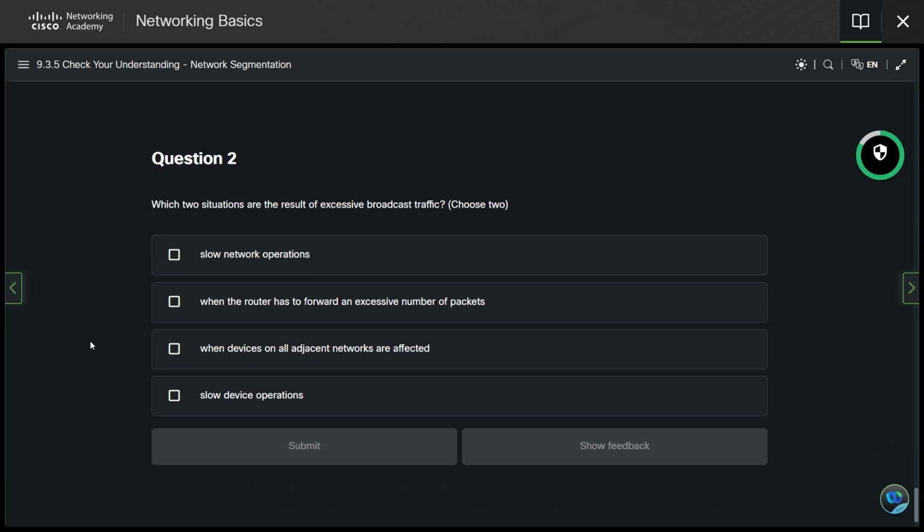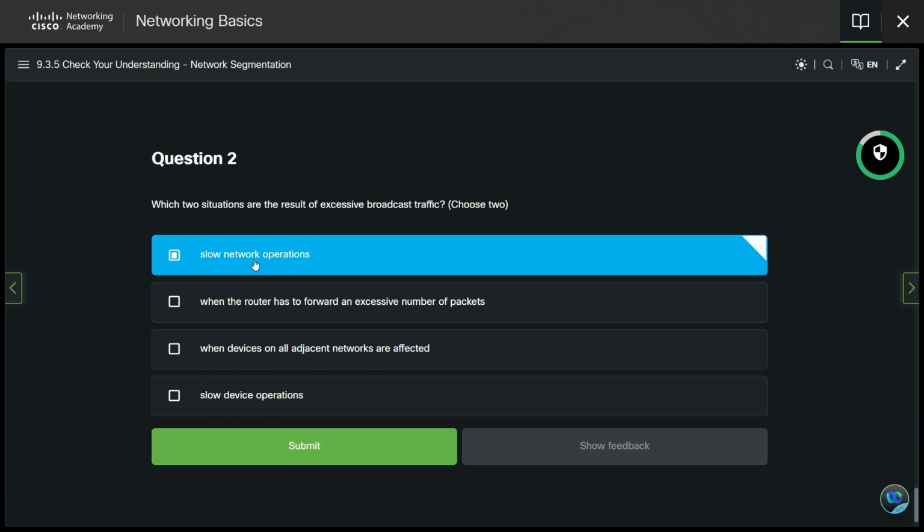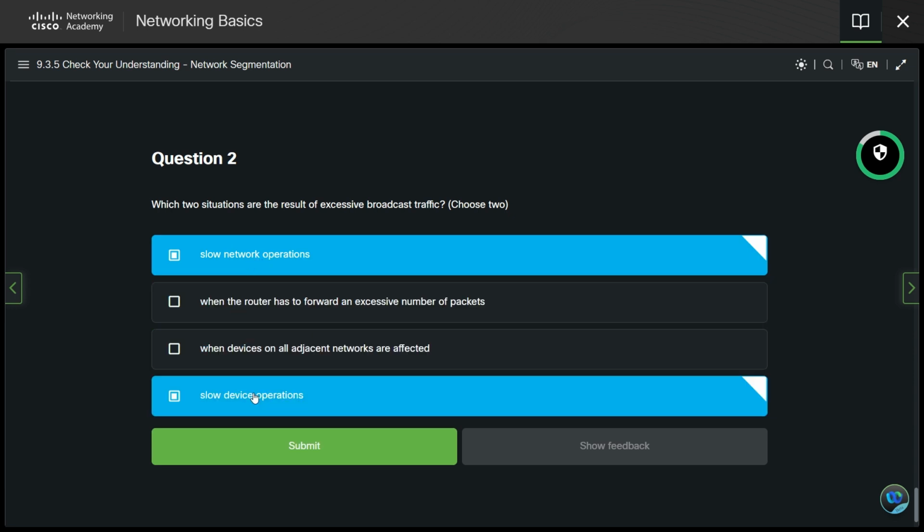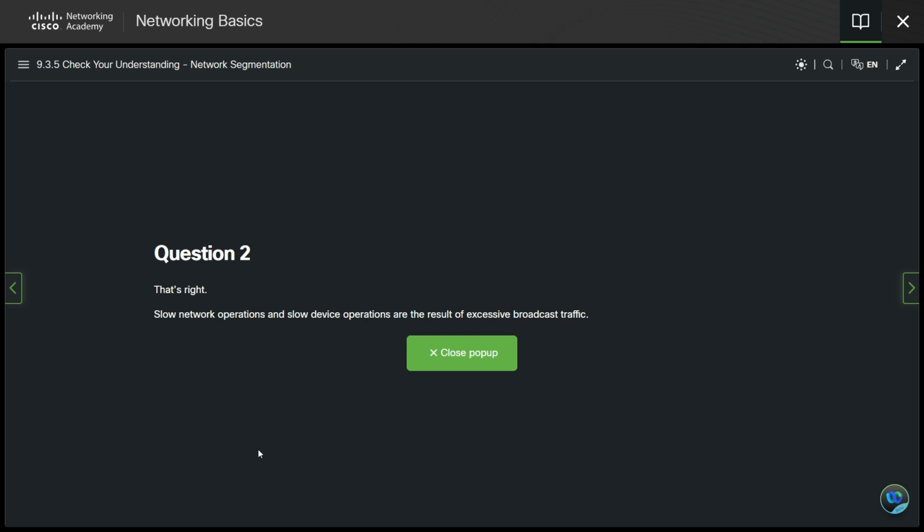The next is question 2. Which two situations are the result of excessive broadcast traffic? This is a slow network operation and a slow device operation. That's right. Slow network operation and slow device operation are the results of excessive broadcast traffic.